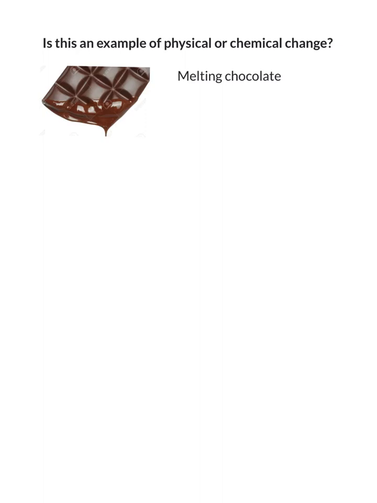Now that you've learnt about physical and chemical change, can you actually spot them? I'm going to give you some examples. I want you to write down the examples and whether you think they're physical or chemical change and why. The first example is melting chocolate. Have a go.